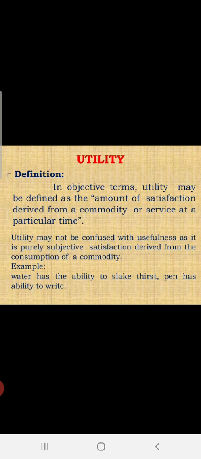Means every commodity possesses utility, but it is different with different persons and different times. Utility, don't be confused between utility and usefulness. It is particularly the subjective satisfaction in the consumption of a commodity. For example, water has the ability to slake thirst, and the pen has the ability to write. Means it gives satisfaction.